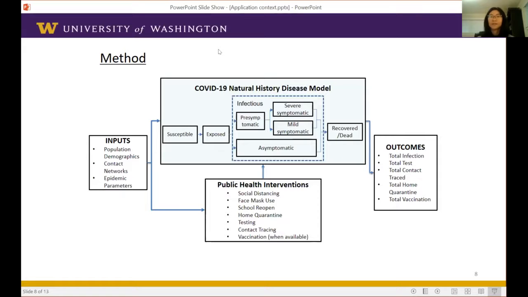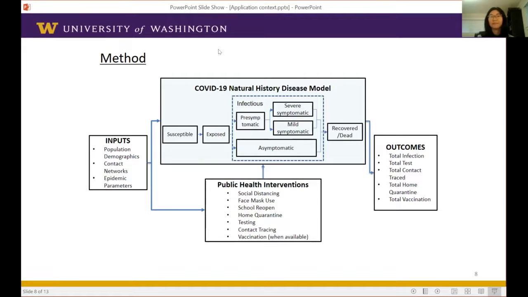Third, we include interventions such as social distancing, face mask use, school reopening, home quarantine, testing, contact tracing, and vaccines when that becomes available. We have full flexibility to simulate degrees of openness in various locations, compliance to interventions, and service capacities. Lastly, main model outcomes include population health outcomes and health service resource use.